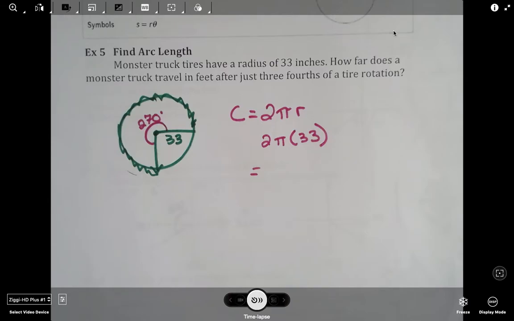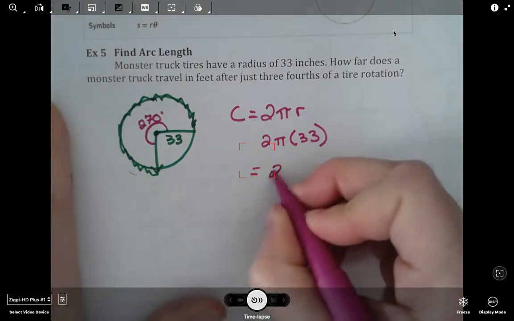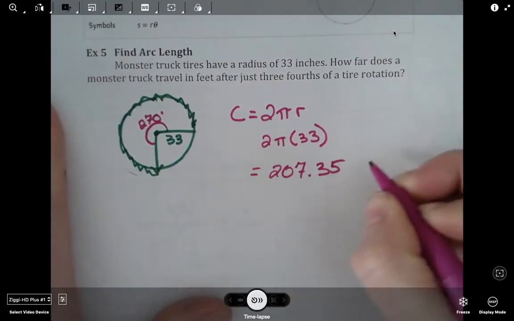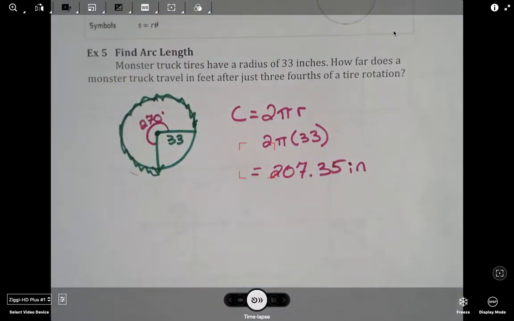What'd you get? You should. 207.34? I think that's probably about right. 35. Okay, 207.35 inches. Did you find your pi button yet? I'll show you here in just a second.